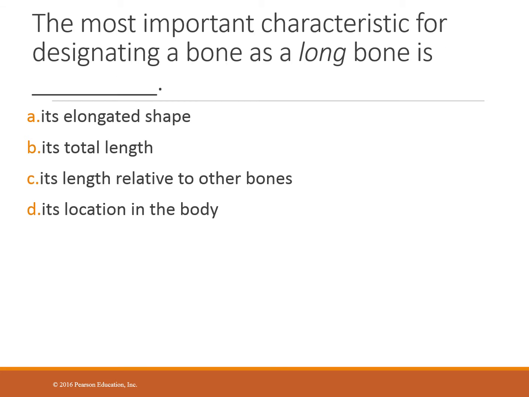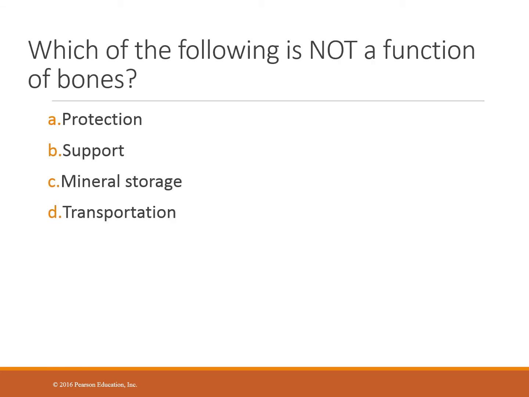The most important characteristic for designation of a bone as a long bone is its elongated shape, its total length, its length relative to other bones, or its location in the body. Its elongated shape. That's right. Which of the following is not a function of bones? Would that be protection, support, mineral storage, or transportation? Transportation. That's right. Transportation is a function of blood.